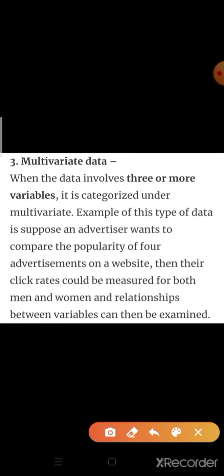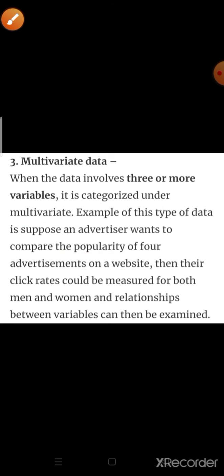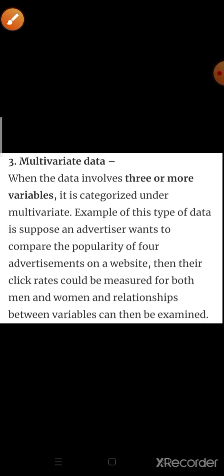Multivariate data: when data involves three or more variables, it is categorized under multivariate. An example of this type of data is, suppose an advertiser wants to compare the popularity of 4 advertisements on a website, then their click rates could be measured for both men and women, and the relationship between variables can then be examined. So this is an example of multivariate data.